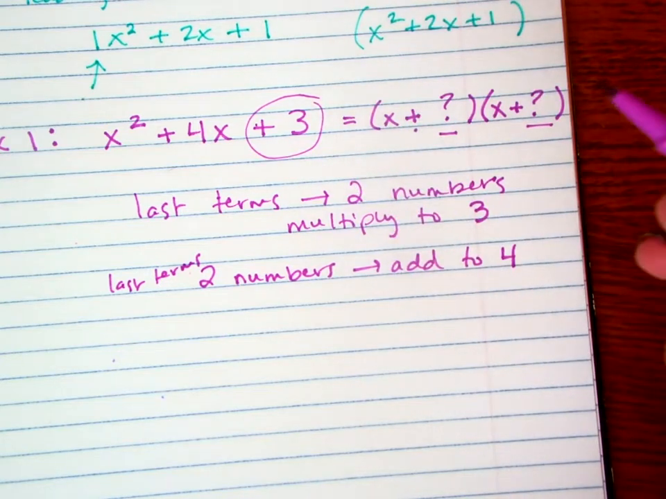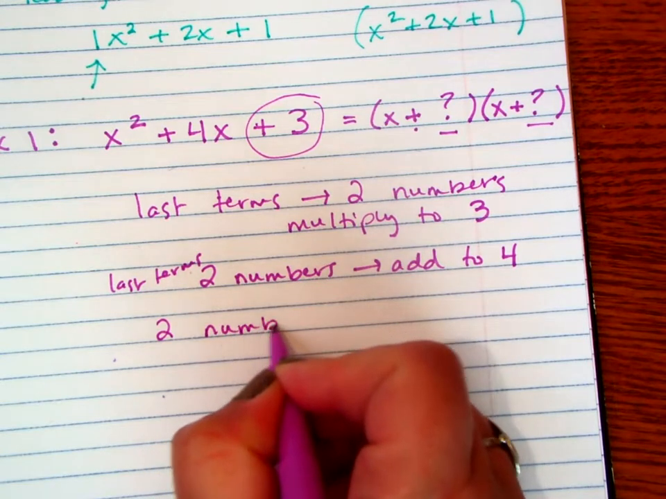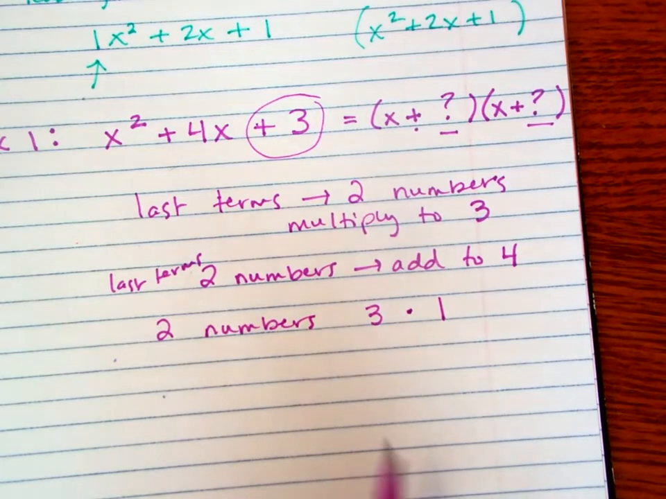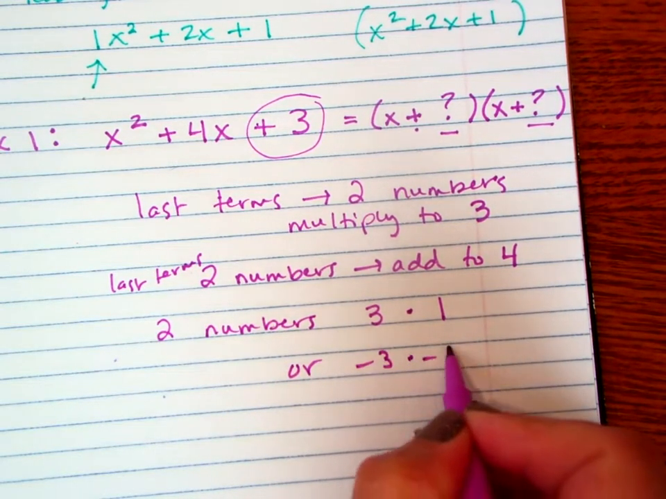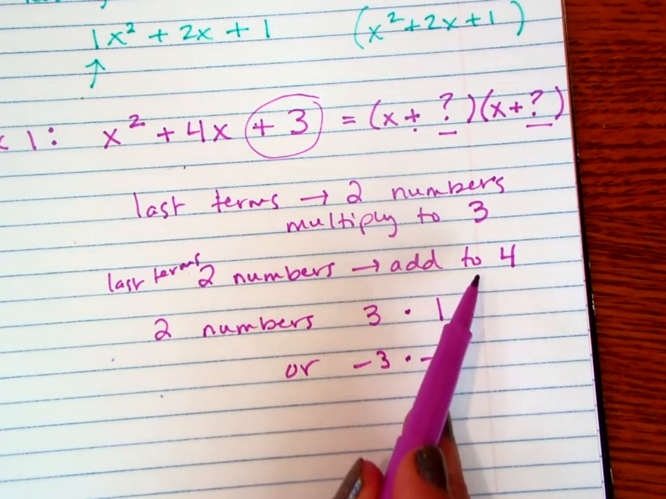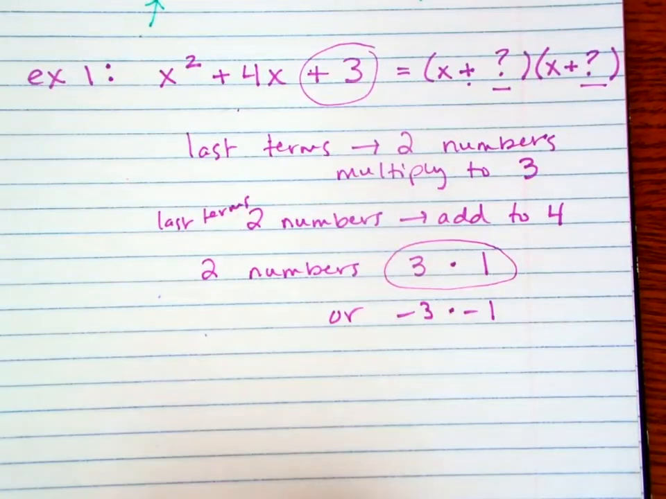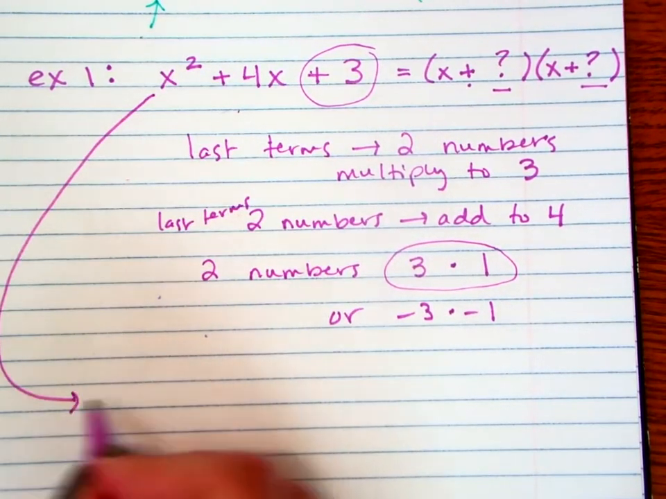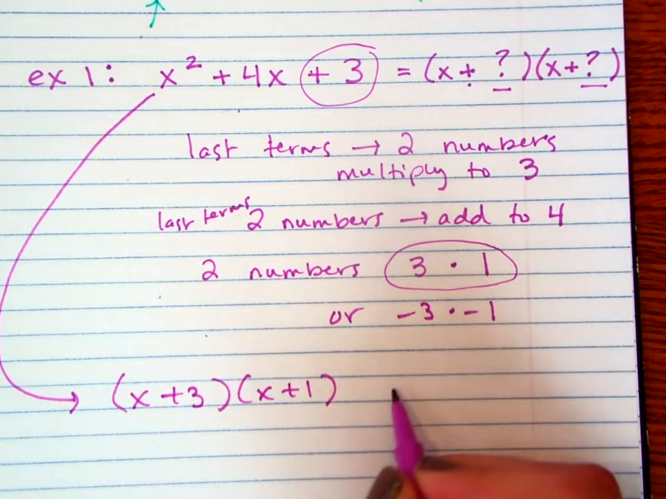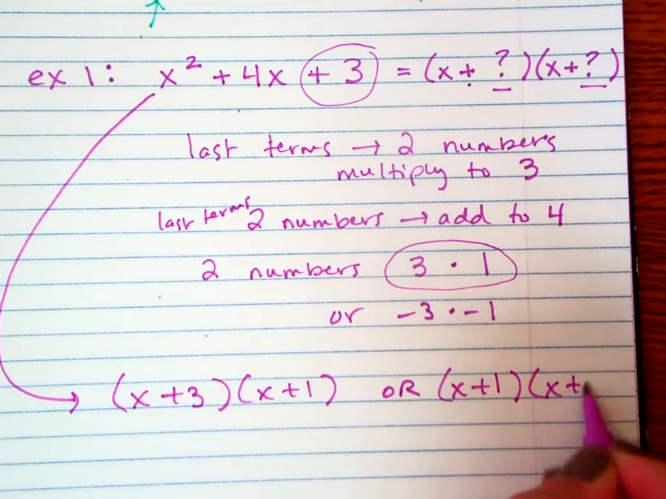Now you can make a list, but there aren't a whole lot of numbers that multiply to 3. The only two numbers I can think of are 3 times 1, or of course we could have them both negative, negative 3 times negative 1. But because this is a positive 4 and they have to add to 4, my numbers are going to be positive 3 and positive 1. So this in factored form is x plus 3 times x plus 1. Now, of course, the reverse order is just fine. x plus 1 times x plus 3.